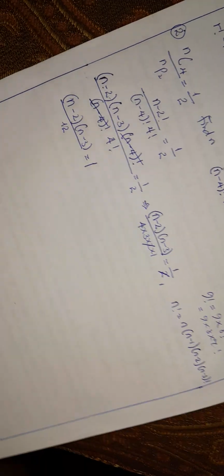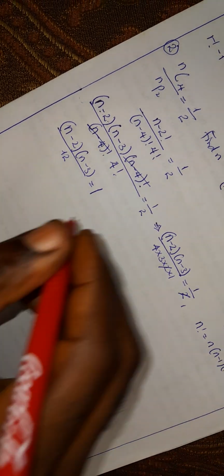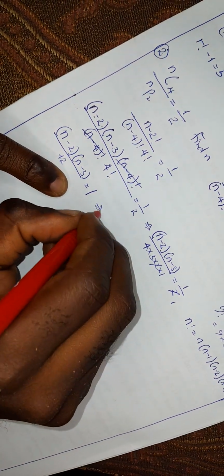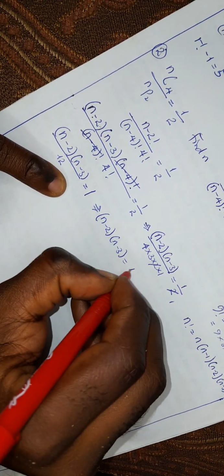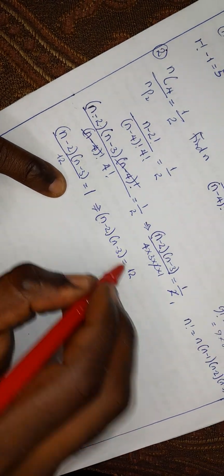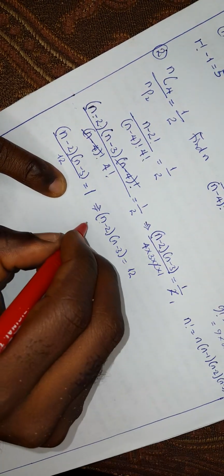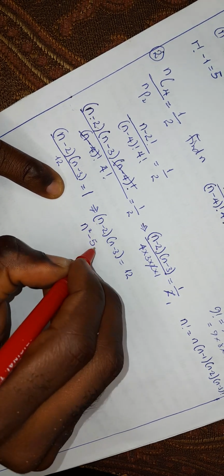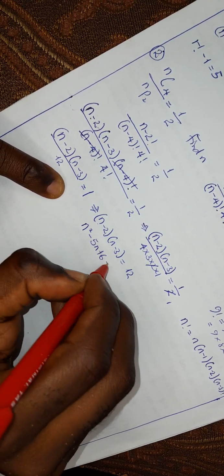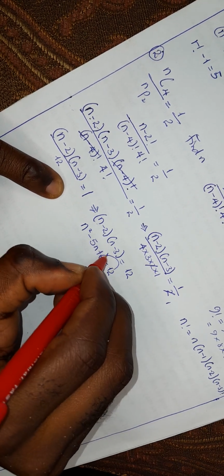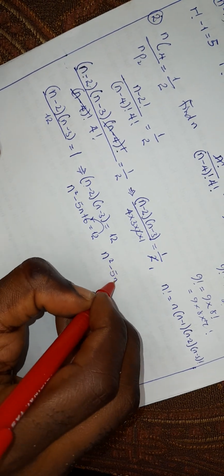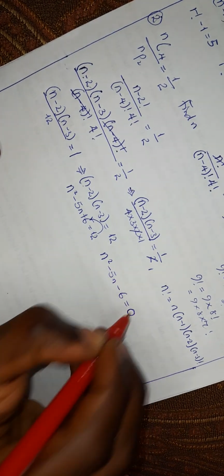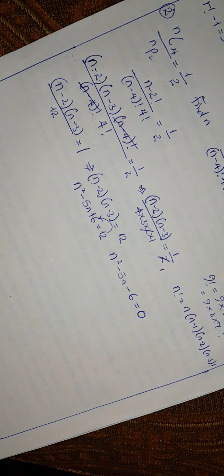I think you're already seeing where it's leading us. It's leading us to a quadratic equation. So we're having n minus 2, n minus 3 equals 12. If we expand, if we open this bracket, it gives us n squared minus 5n plus 6 equals 12. If 12 comes here, it becomes negative 12. And we're going to be having n squared minus 5n minus 6 equals 0. That's because 6 minus 12 equals minus 6.